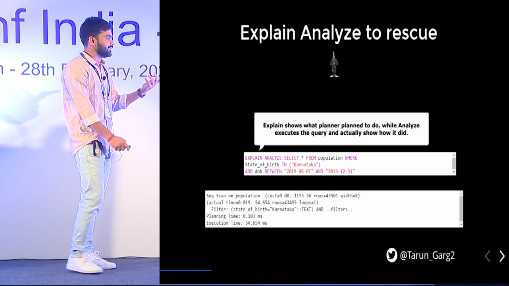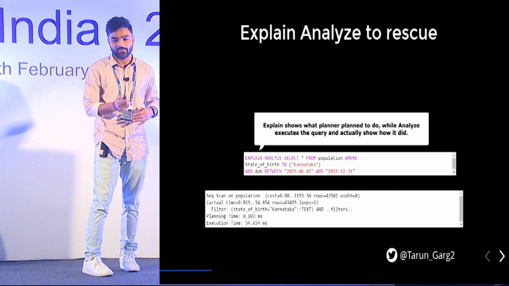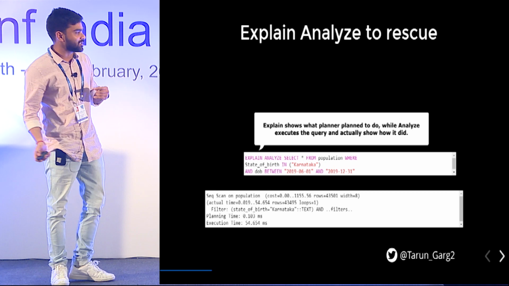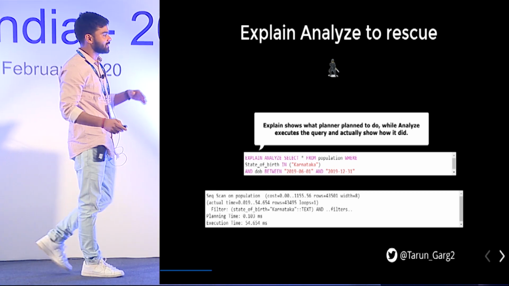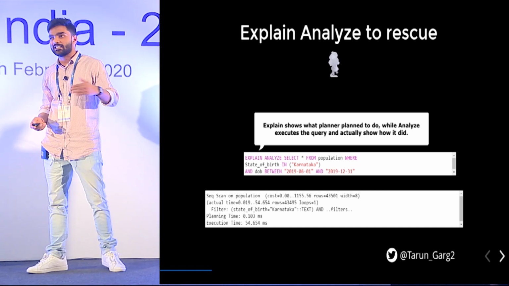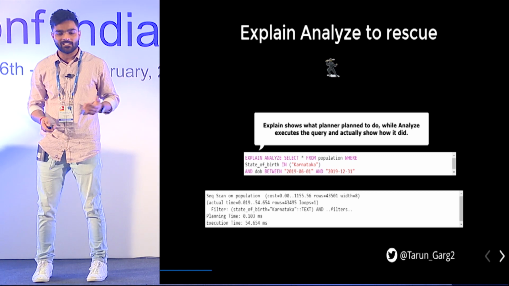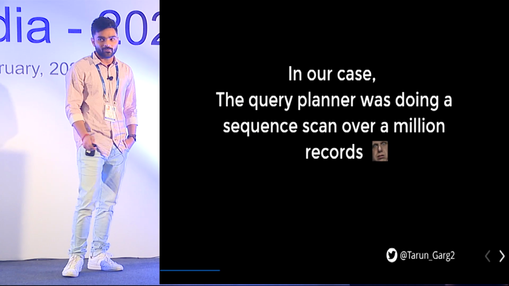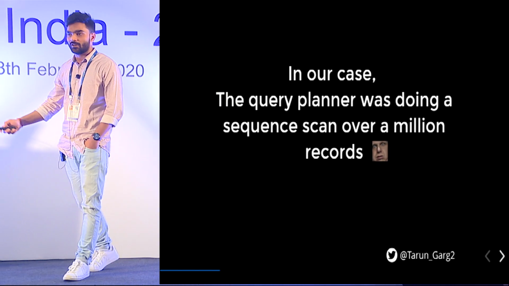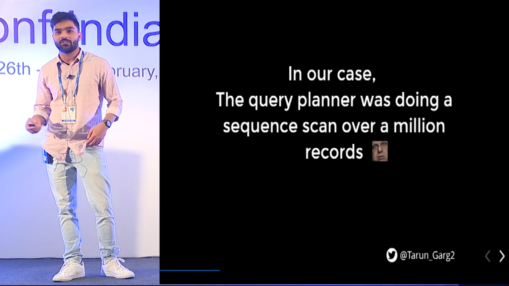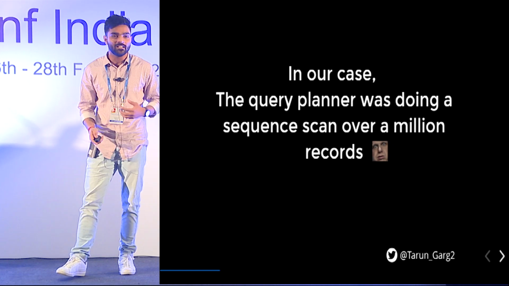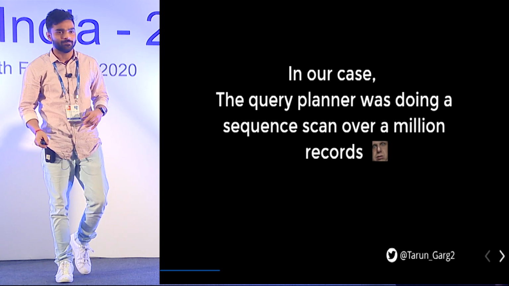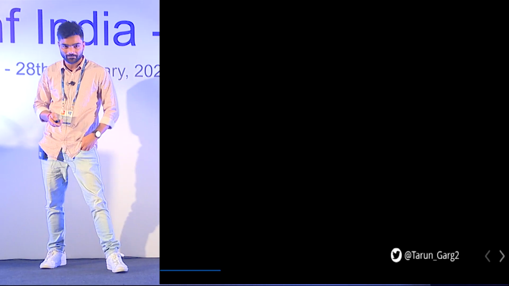So this is one dummy EXPLAIN ANALYZE, which just shows that it is doing a sequence scan over the population table, what is the cost attached to it, what is the actual cost, what is the planned cost, etc. These are the different stats that are thrown at us by EXPLAIN ANALYZE. We ran EXPLAIN ANALYZE, and in our case, the query planner was doing a sequence scan over a million records. You can assume that if it is doing a sequence scan over a million records, it's bound to be slow. And if it's bound to be slow, you will see that loading cursor, your life will be like that only.